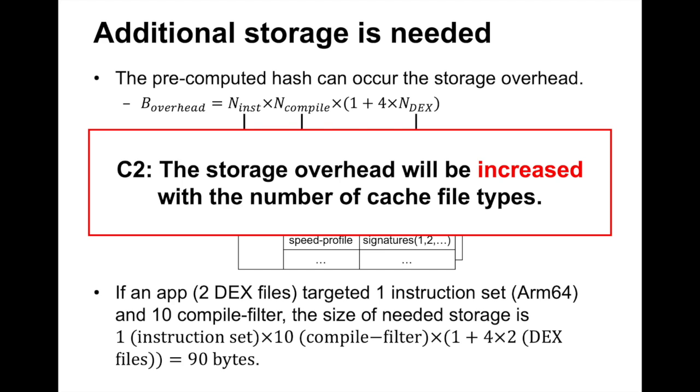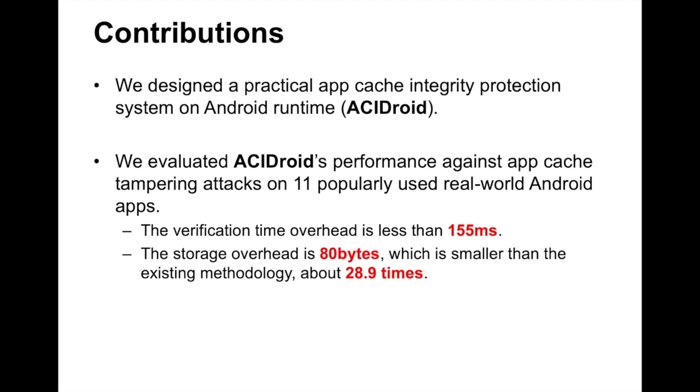However, this has a storage problem because the storage overhead will be increased with the number of cache file types. Let me show you our contributions. We designed a practical app cache integrity protection system on Android runtime, named ACIDroid. And we evaluated ACIDroid's performance against app cache tampering attacks on 11 popularly used real-world Android apps. Our system achieved 155 milliseconds verification time overhead. The storage overhead is 80 bytes, and this is smaller than the existing methodology, about 28.9 times.